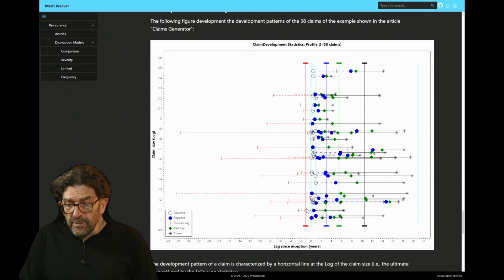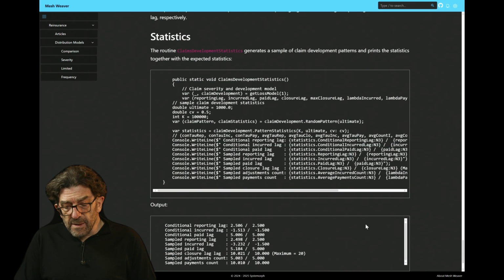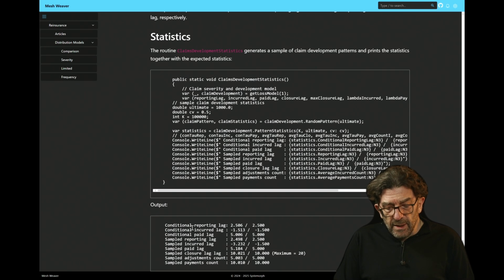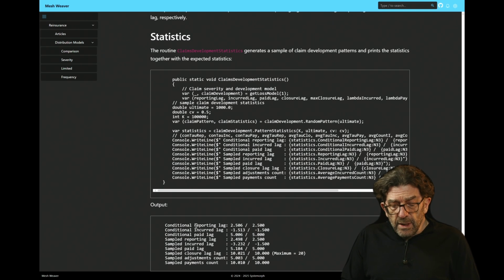As a reference, I've drawn here the expected value for each of these statistics. So the incurred is negative, and then I put plus minus half a year around because of the duration of the cover period. The same for the reporting lag, the paid lag, and the closure lag. So this is how I represent the claims to get an idea, but of course I'm also interested in the statistics. But now the important part is down here. As I already mentioned earlier, we can define a conditional reporting lag.